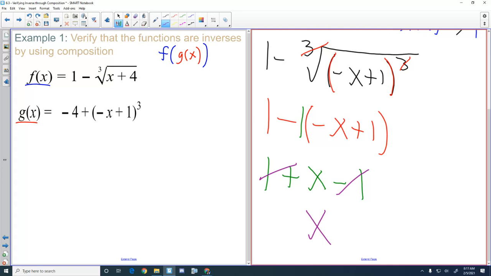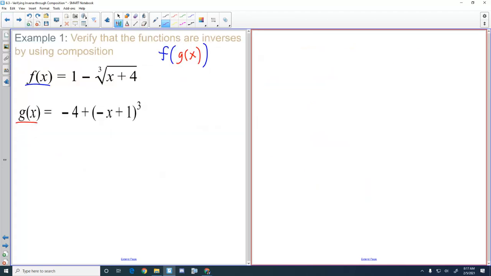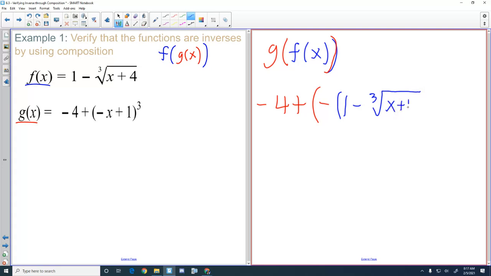Now, if we do g of f of x, are we going to get the same thing? So let's check g of f of x. All right, so I'm going to start with the g function first, because that's the outer function. So that's negative 4 plus parentheses negative. Now I've got my x. I'm going to write the other function, the f of x function, and I am going to put it in parentheses because of that negative. That's going to change some things. So I'm going to write 1 minus the cube root of x plus 4. Then go back to my g function: plus 1 cubed.